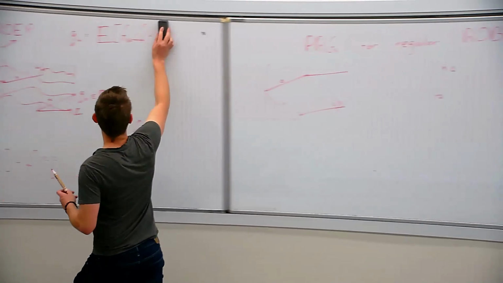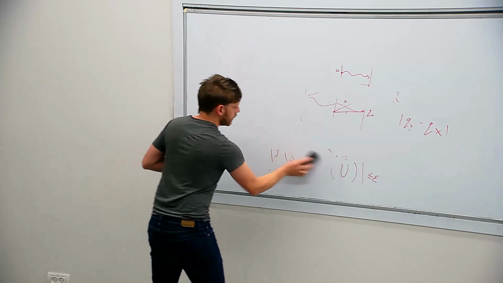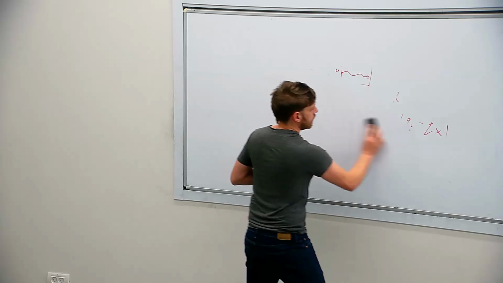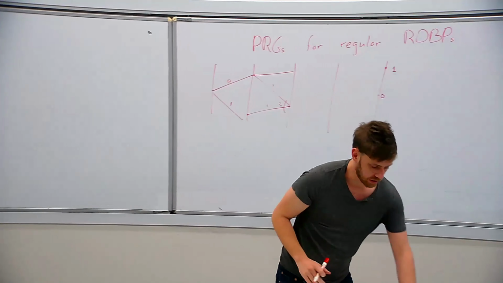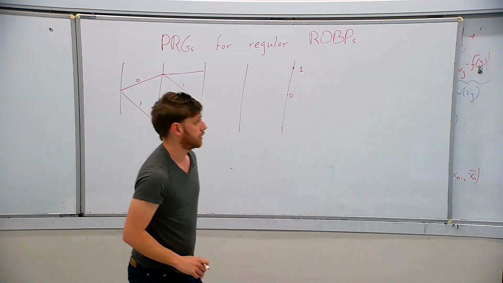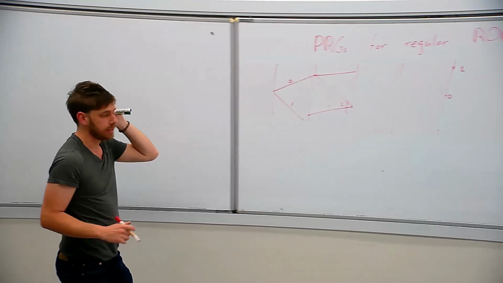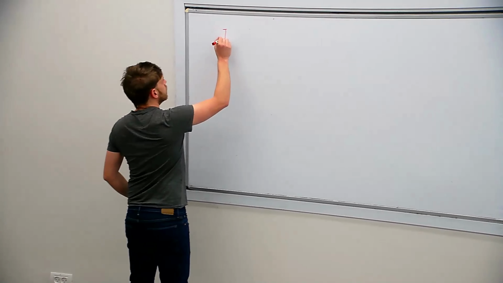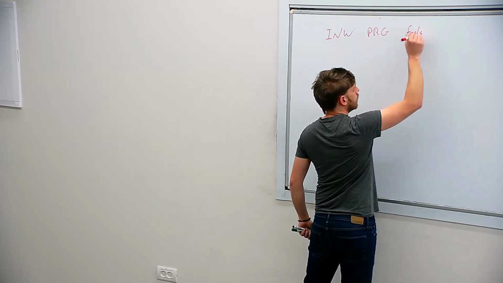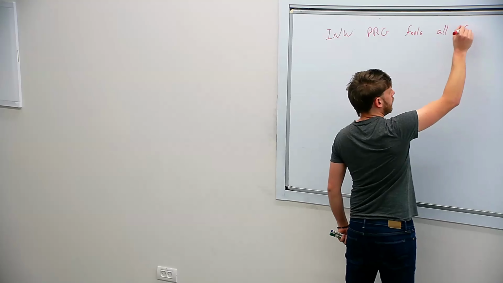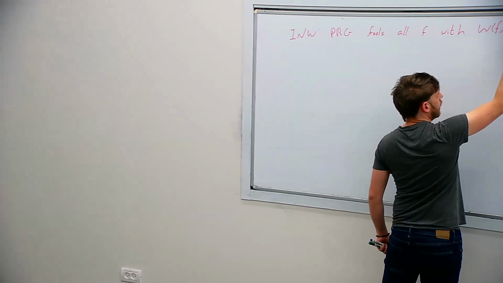The second item is not very interesting. We'll do it if we have time. But the first one, actually we already know this PRG. We'll just show a proof that it fools low weight ROEPs. So the INW PRG fools F, where the weight of F equals m.